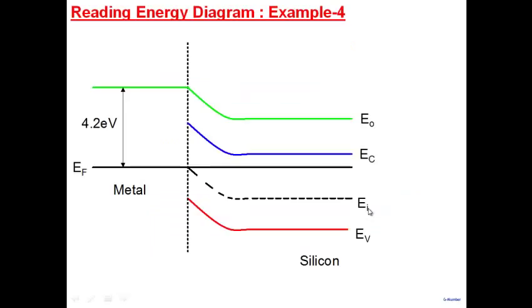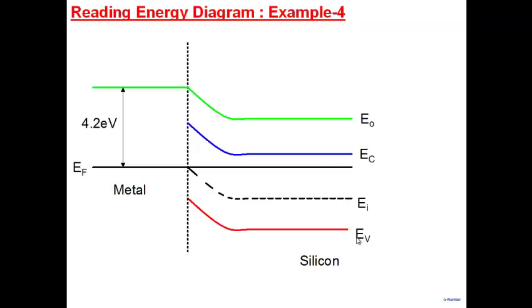All right, so let's continue. Another energy diagram for you. Okay, so in this case also we have a metal with a work function of 4.2 eV. We have EC, we have the Fermi energy, EI, EV, all of them are here. And what can we conclude from here? What is the material type?